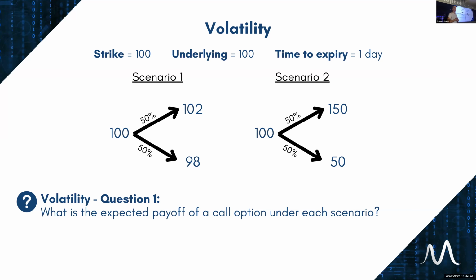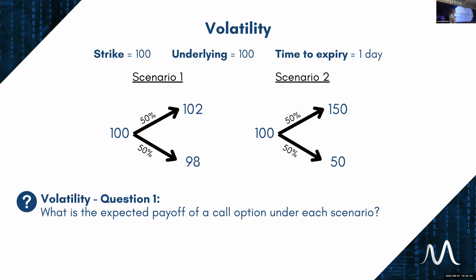Morris? $1. Yeah. So how did you get $1? Because if it goes to 98, I just wouldn't exercise it. It's a 50% chance to gain $2, so 0.5 times 2 is 1. Yeah. And then the same logic for the second scenario.